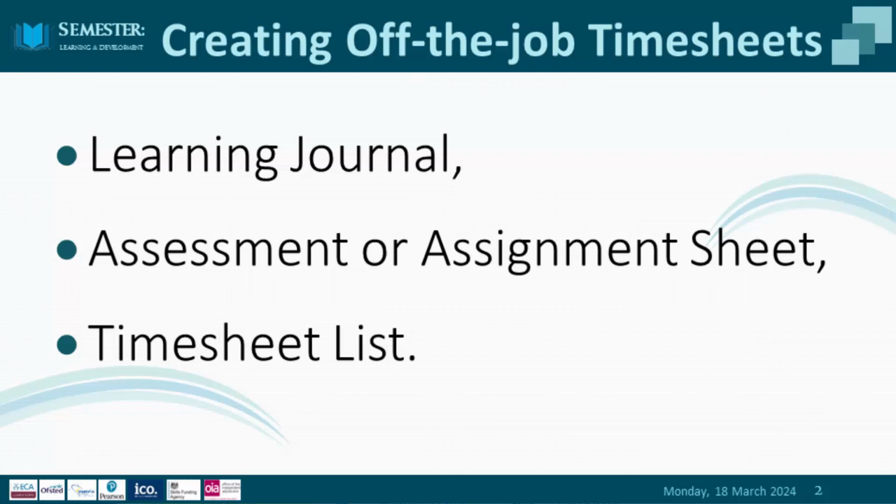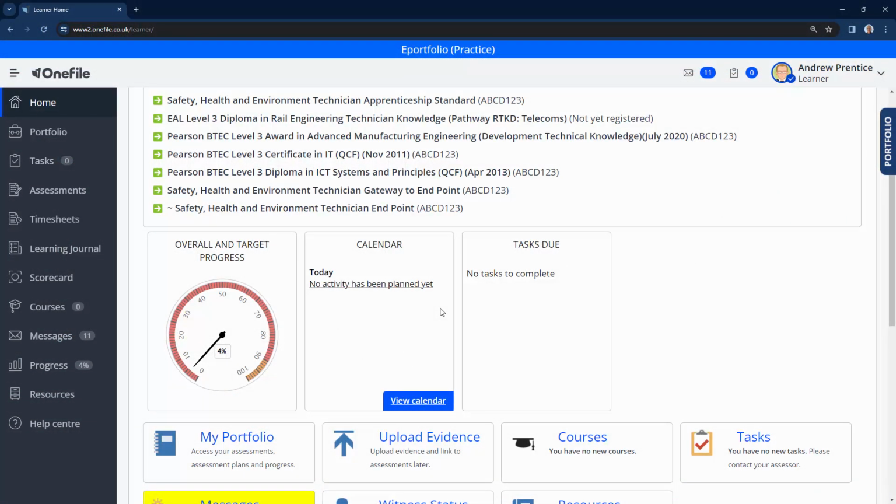Your off-the-job time should be 20% by the time you finish your apprenticeship. You can add it retrospectively if you forget at the time, but you can't make it up.